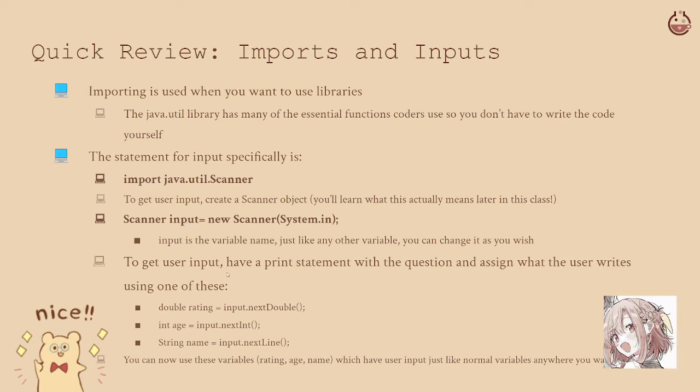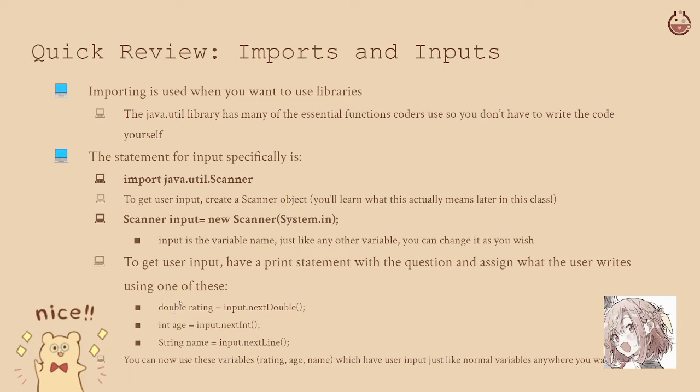To get user input, you first use a print statement to ask the question, and then you use one of these lines to take in what the user types after that statement and assign it to a variable. You can use that variable later like you use normal variables, except now the value assigned to it is the value that the user gave when they answered the question. For different types, you obviously have to use different statements.